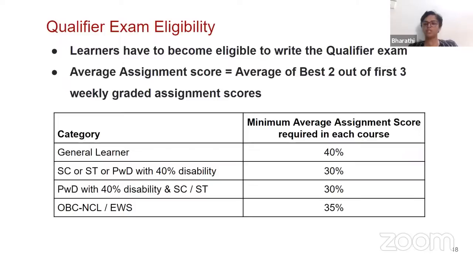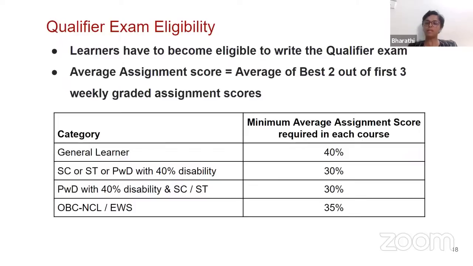We will take the average of it, and that average must be greater than 40 for the general category, 30 marks for SC/ST PWD with 40% disability, 35 marks for OBC NCL or EWS, and 30 for the category student with the physical disability. So this is the minimum cutoff.